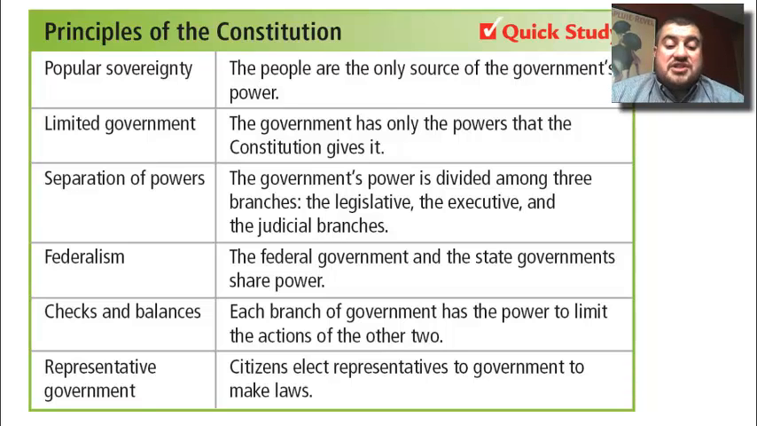And that is all I have for you today. That is the founding of our Constitution. If you have any questions, go ahead and bring them to class.